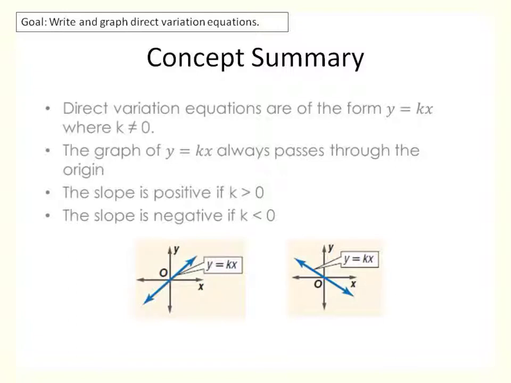Alright, so a little bit of summary here. Direct variation equations are in the form y equals kx, where k is not equal to 0, because if k is equal to 0, what happens to x? That's right. So the graph of y equals kx always passes through the origin, because there's no plus or minus anything. And if the slope is positive, if k is greater than 0, because remember k and the slope are really the same thing. So this first one here has a positive slope, this one over here has a negative slope, k would be negative.